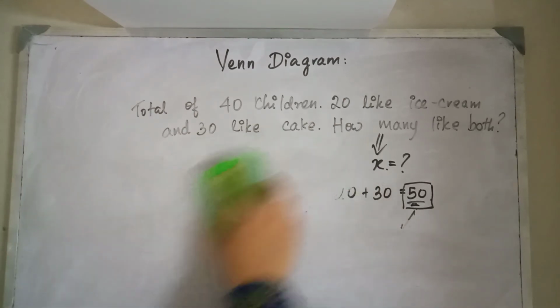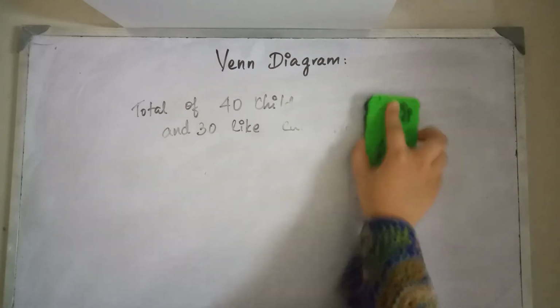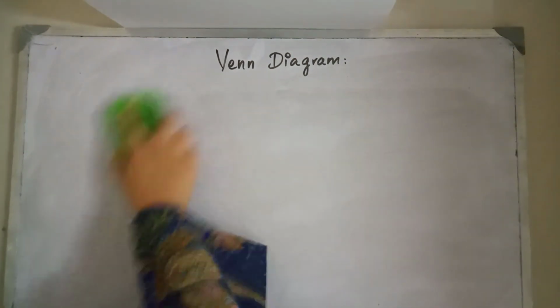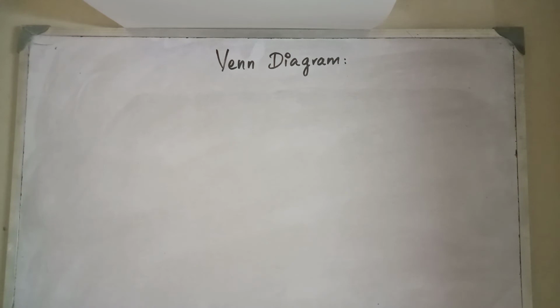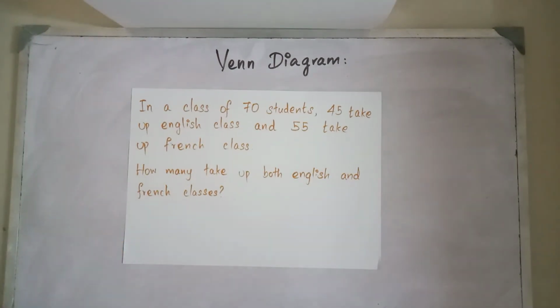This is actually a very basic problem of Venn diagram. You will get these type of problems anywhere in an aptitude test. So let's take a look at this problem. In a class of 70 students, 45 take up English class and 55 take up French class. How many take up both English and French classes? So first, let's draw the Venn diagram for this.